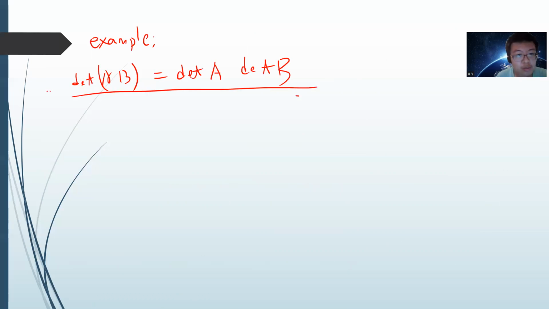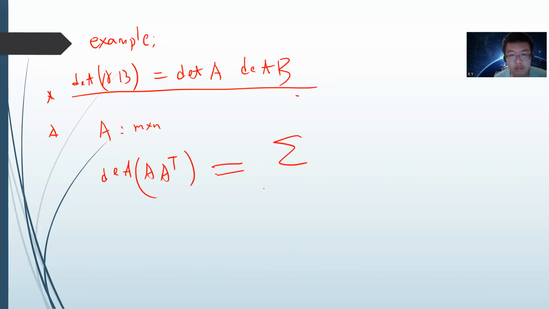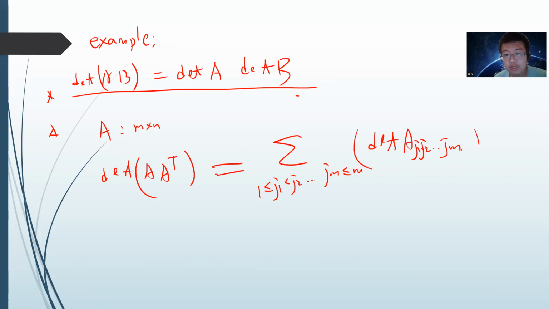Okay, and another example is that if you take A to be an n by n matrix, and you just want to calculate the determinant of A and A transpose. Okay, so you can take the sum over J1, J2 up to Jm, that equals m, of the determinant of AJ1, AJ2 up to Jm, then squared.